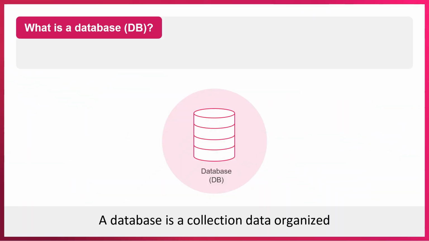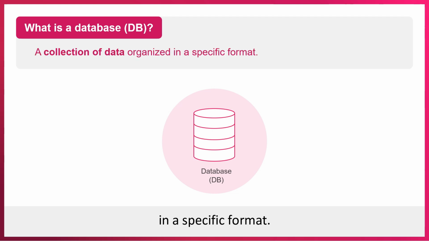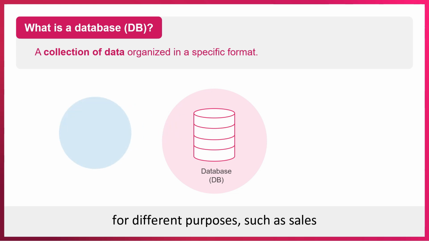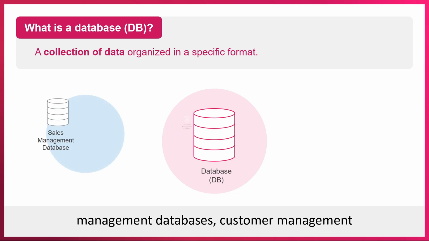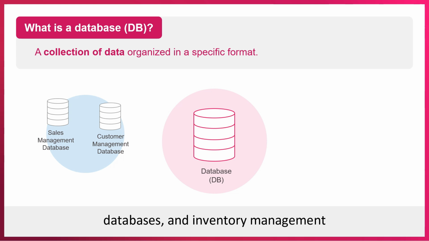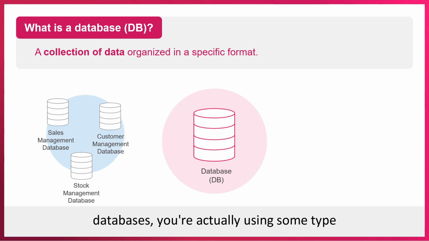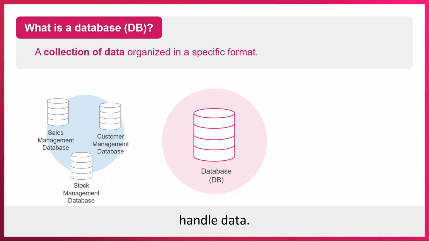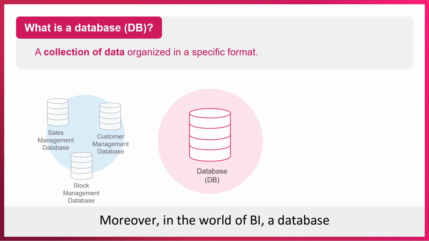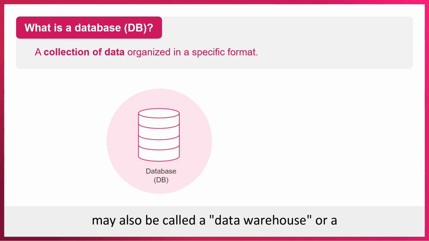A database is a collection of data organized in a specific format. Databases are also called DB for short. For example, there are various databases for different purposes, such as sales management databases, customer management databases, and inventory management databases. Even if you aren't typically aware of databases, you're actually using some type of database whenever you use a computer to handle data.